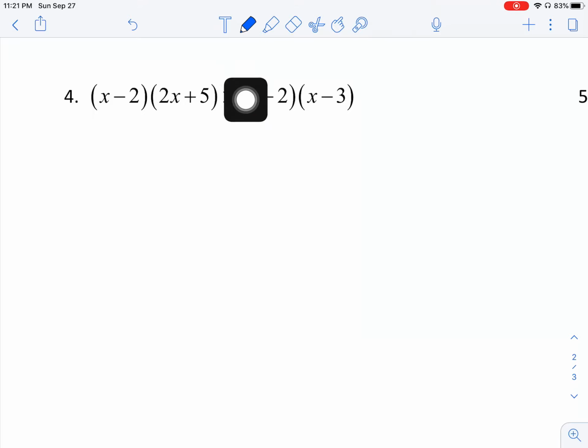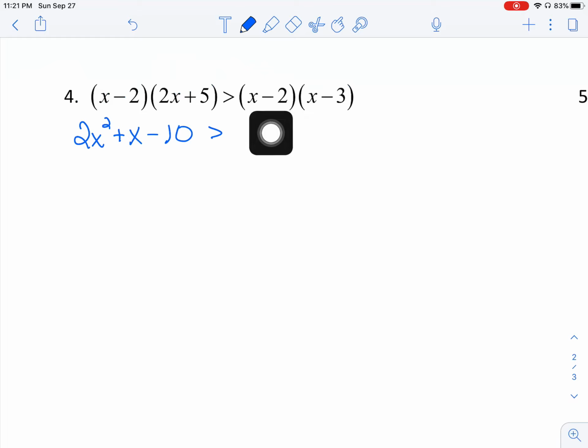So what we're going to do is we're going to take this left side, multiply it out. So we've got 2x squared, let's see, minus 4x plus 5, so plus x minus 10. All right, that's greater than. I'm going to do the same thing on the right side. I'm going to multiply this mess out. So let's see, x squared minus 3 minus 2, so minus 5x plus 6.